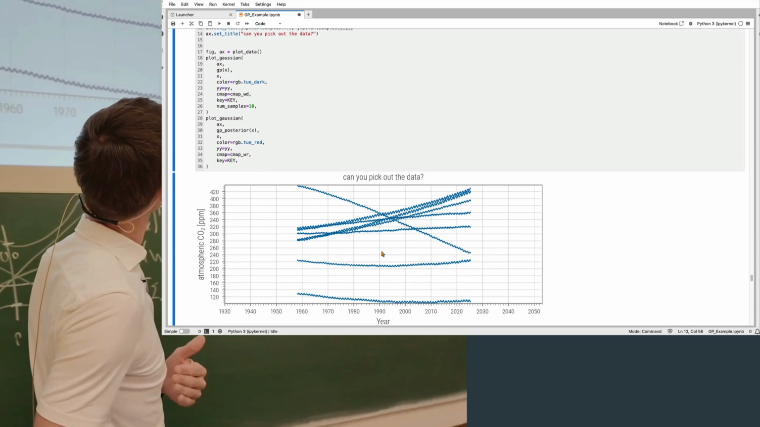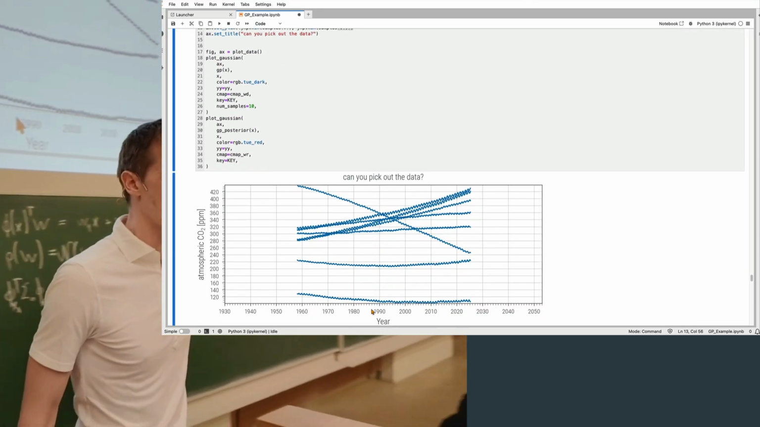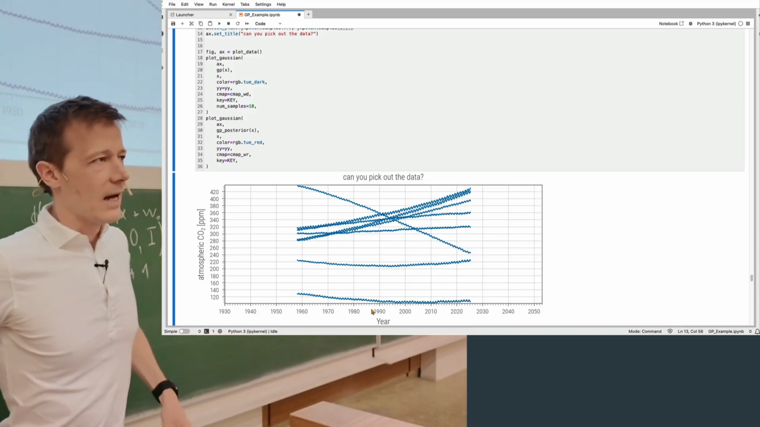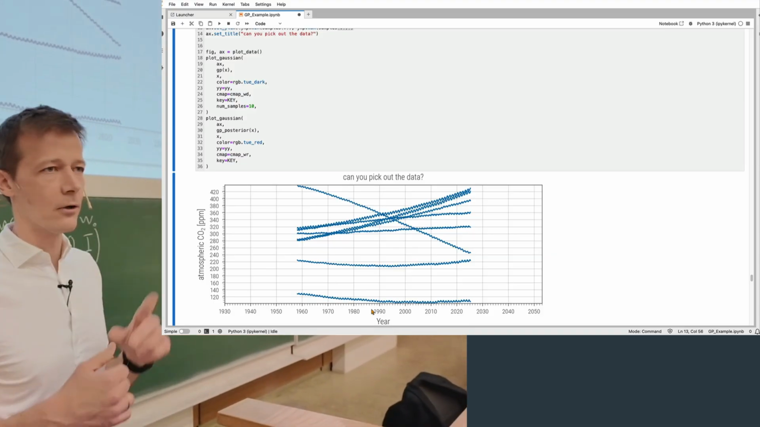This is the kind of samples that this model now produces. Can you see the original data? Raise your hand if you can see the original data. Aha! This is taking a bit longer.